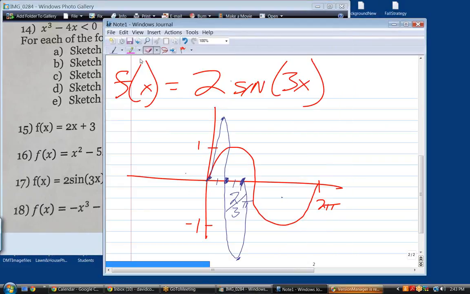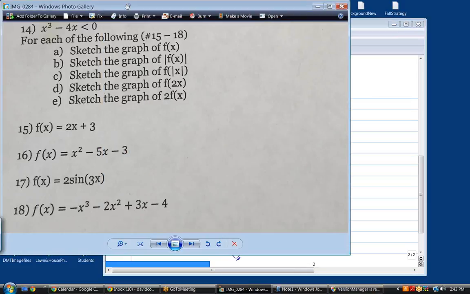If I drew the absolute value of my blue curve, what am I going to do? Wherever it's negative, it's going to be positive. In other words, all of this negative right here should be reflected about the axis, and so the final curve would be everything that's above the x-axis.